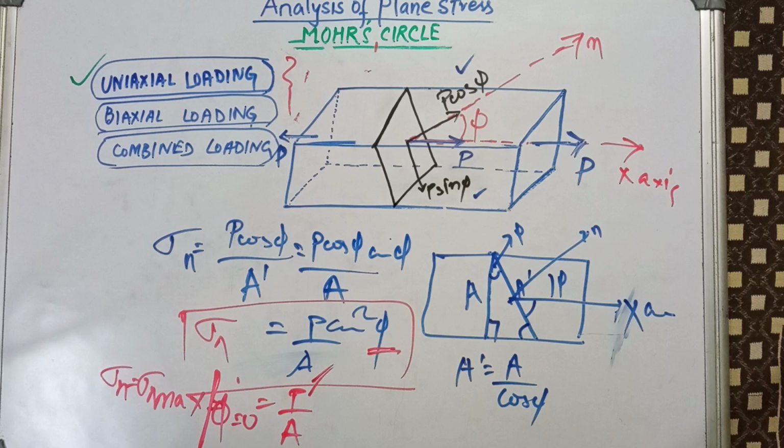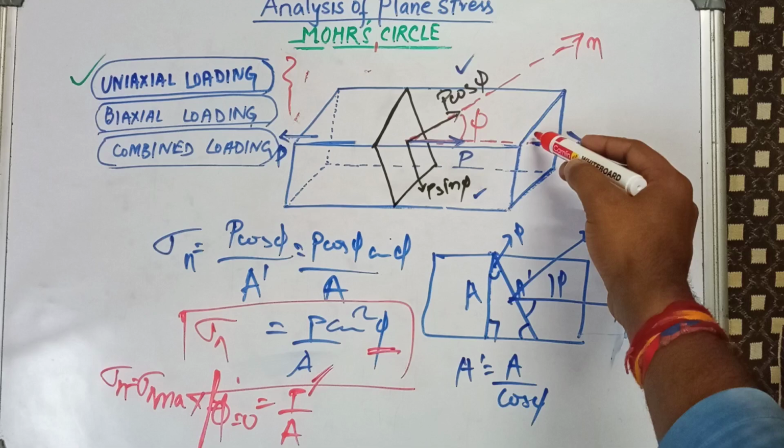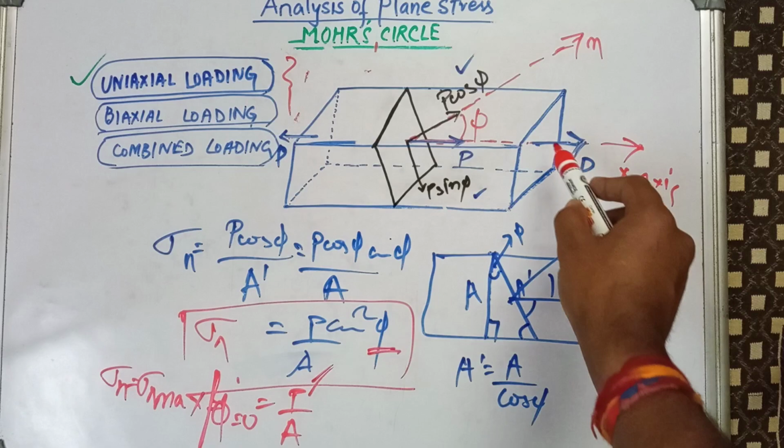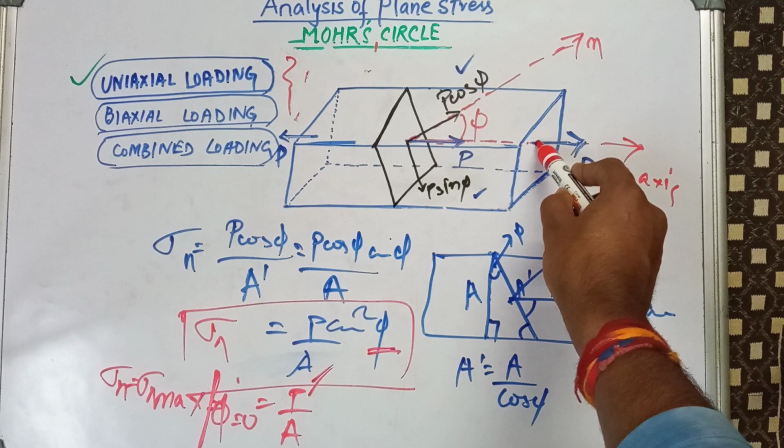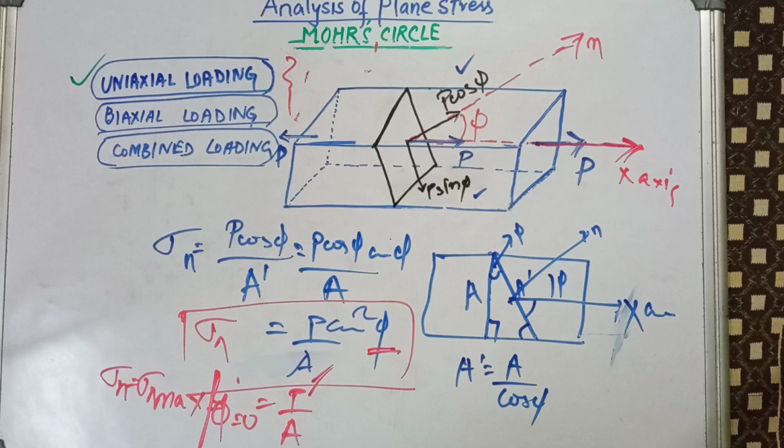Phi equals 0 means cross-sectional planes. Try to understand this. This is a cross-sectional plane. You will agree with me or not. What angle is its normal making with the x-axis? This normal will be perpendicular to the plane, and it's making an angle of 0 degrees with the x-axis. And what will be the value of the normal stress? P upon A. Any brittle material is weak under tension. So a brittle material will fail at a plane where the normal stress is maximum. Is it clear? Normal stress is maximum at cross-sectional planes.